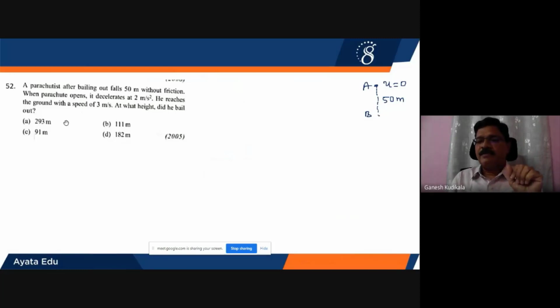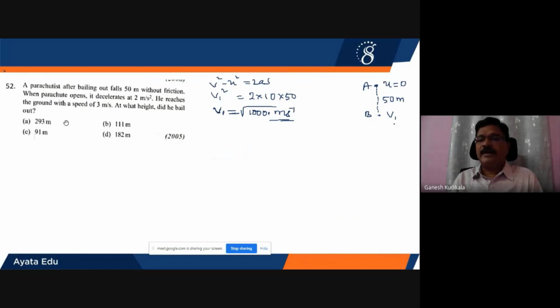Now after traveling 50 meters, he will gain a certain amount of velocity, which we call V1. Let us find V1 using the distance, because time we don't know. To find the velocity, let us use the formula V square minus U square equals 2as. U will be 0. Therefore, V1 square will be equal to 2 into acceleration due to gravity 10, and displacement 50 meters. Therefore, V1 will be equal to root of 1000 meters per second. This is the velocity he gains after falling for 50 meters.